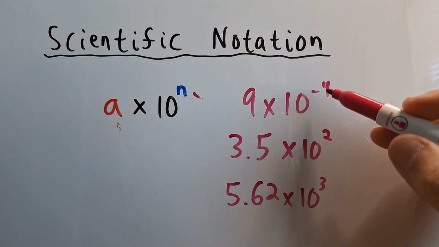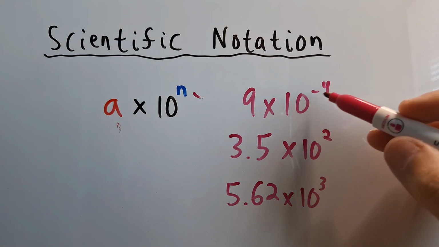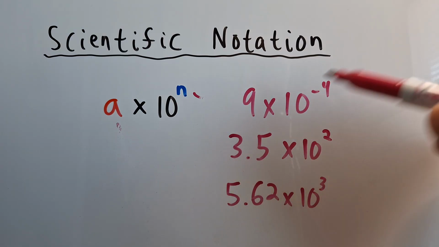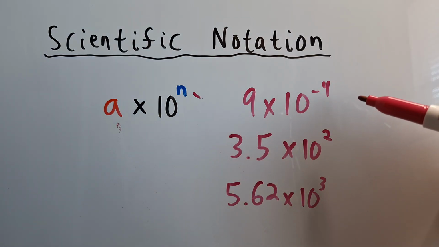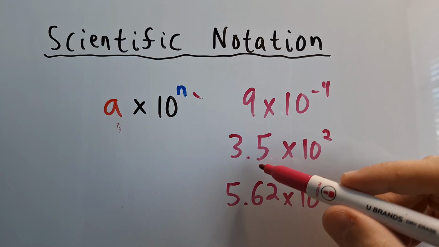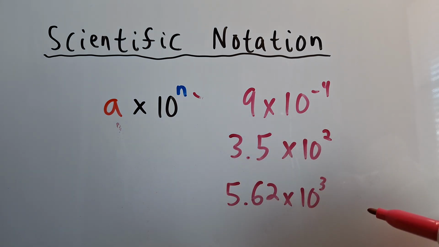Now again, the exponent can be negative. This just indicates that this particular number is small, meaning it is less than 1. These indicate rather larger numbers, meaning they are bigger than 1. So how do we write a number in scientific notation? I have a couple examples coming up in just a moment.